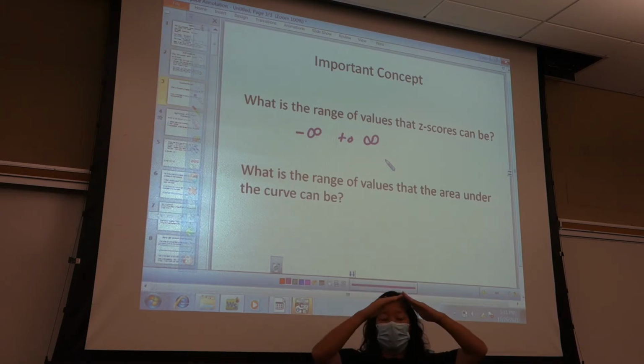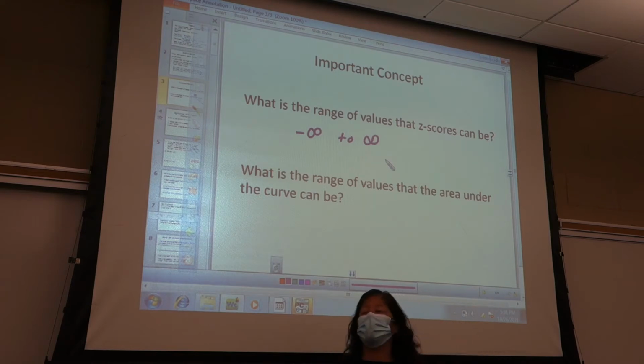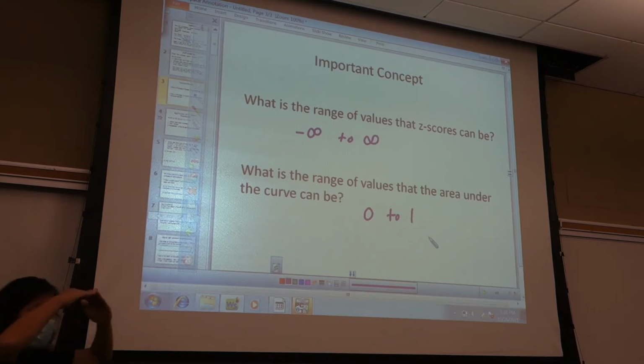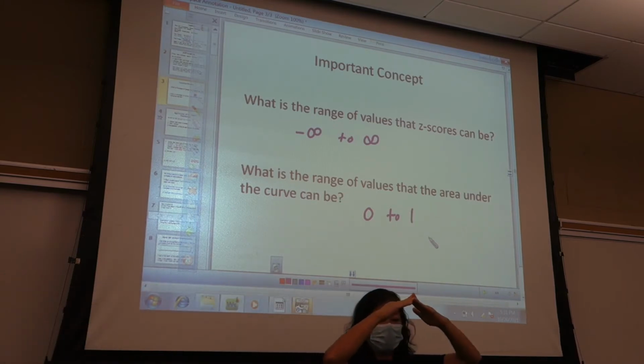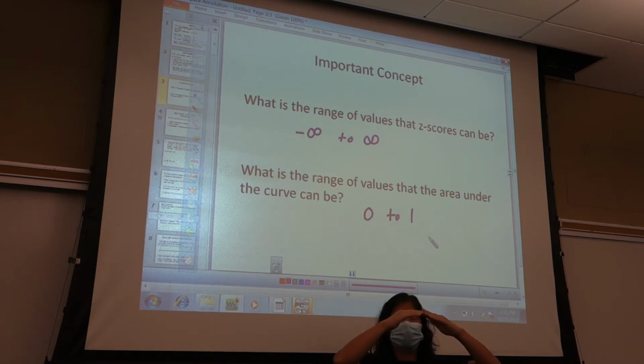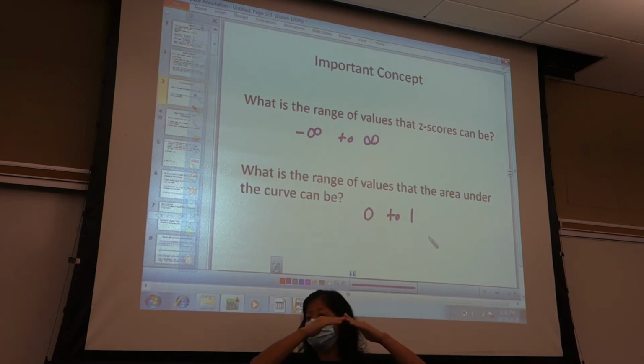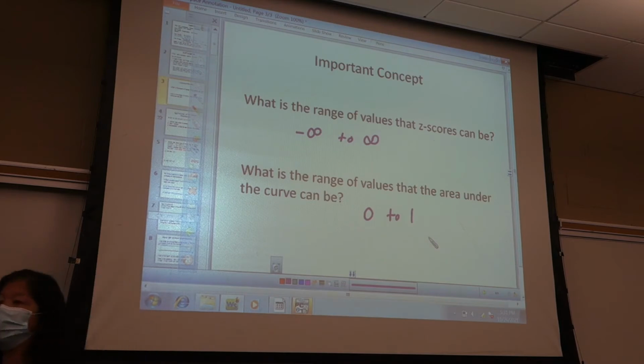And then my area underneath the curve, what can that be? What's the smallest it can be? 0. What's the largest it can be? 1. Because remember the area under the curve is the same thing as what? Probability. 0 to 1. So that area of my curve is limited. The total area of the curve is equal to 1 or 100%, so any area can only be between 0 and 1 at the very most.